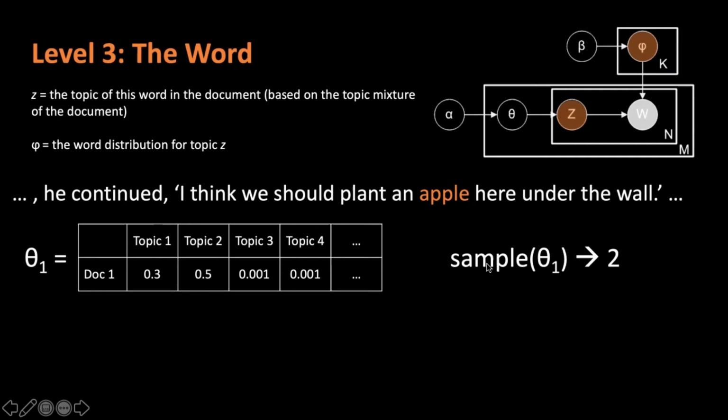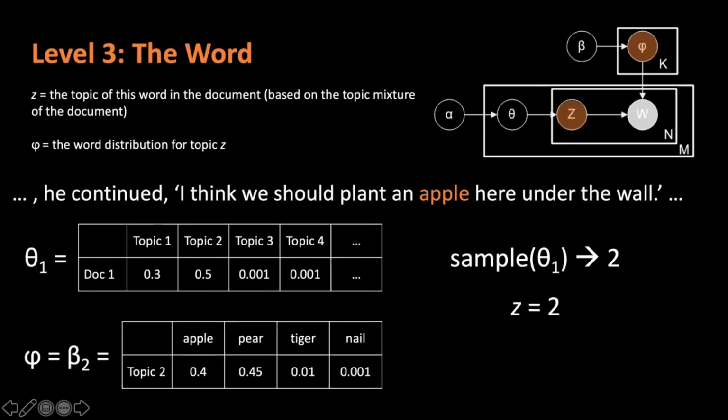So in this case, I go sample and call it on theta 1, and it spits out 2, okay, which is the most likely outcome. So that means that Z is now 2. This word here has been assigned to topic 2, right? And then what it does then is it looks up in beta for the row corresponding to topic 2. Okay, so that's row 2 of matrix B, which in this diagram corresponds to phi. So this is what phi or beta 2 is, okay? It's the word assignments for topic 2.